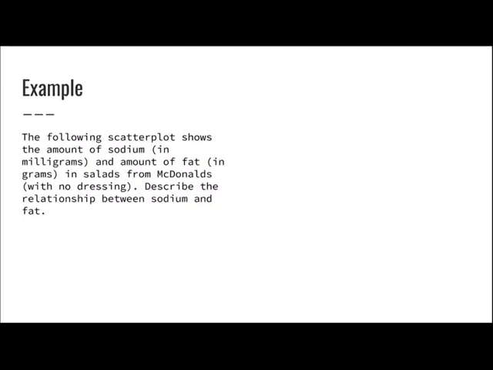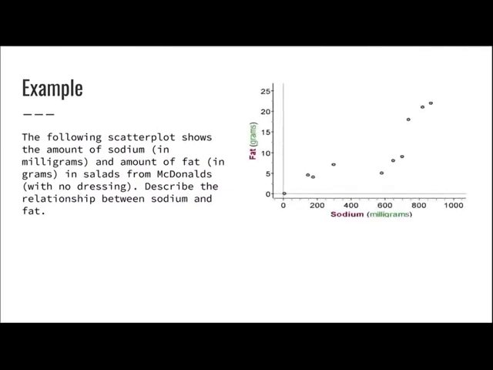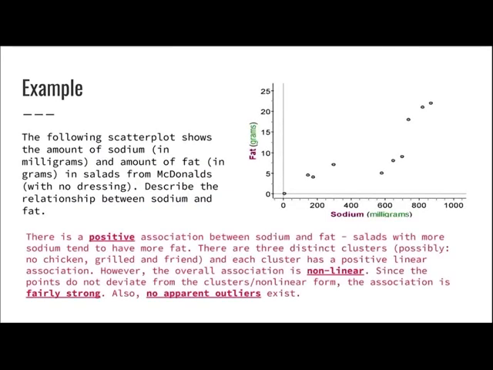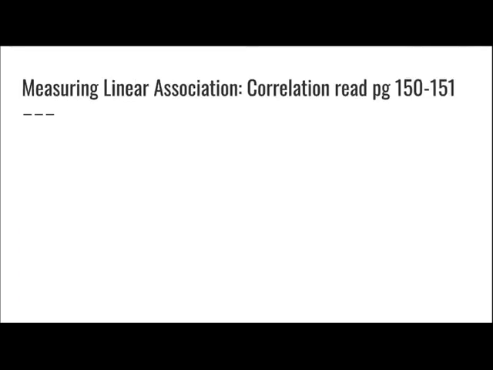The following scatterplot shows the amount of sodium in milligrams and amount of fat in grams in salads from McDonald's with no dressing. Describe the relationship between sodium and fat. Here is a scatterplot. So there is a positive association between sodium and fat. Salads with more sodium tend to have more fat. There are 3 distinct clusters, possibly no chicken, grilled, and fried. Not friends, sorry, typo. And each cluster has a positive linear association. However, the overall association is nonlinear. Since the points do not deviate from the cluster's nonlinear form, the association is fairly strong. Also, there are no apparent outliers.